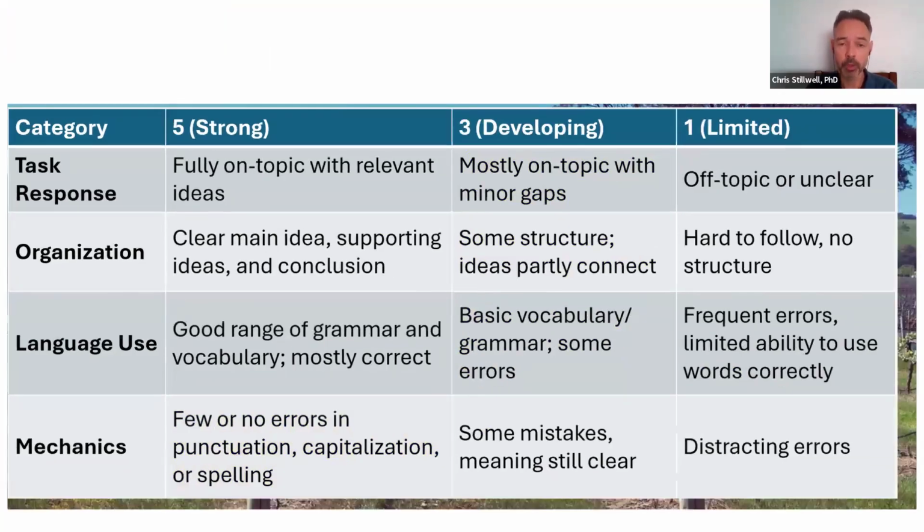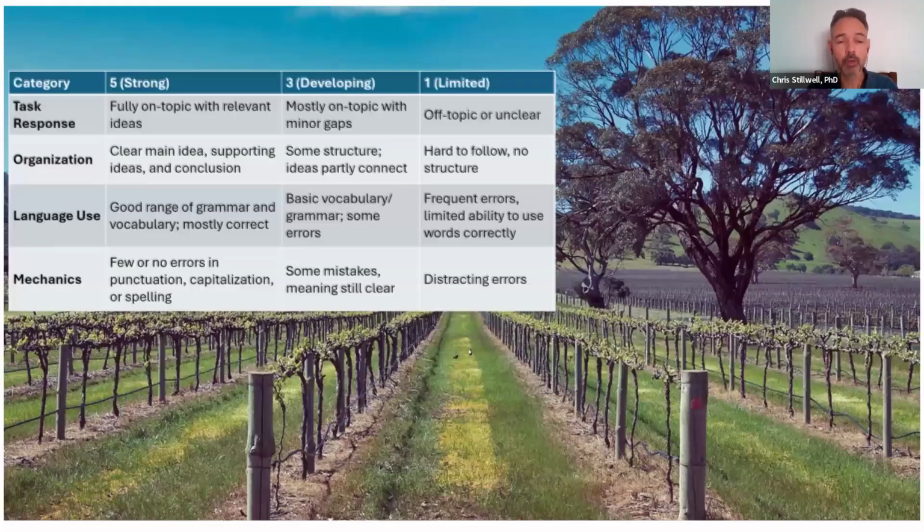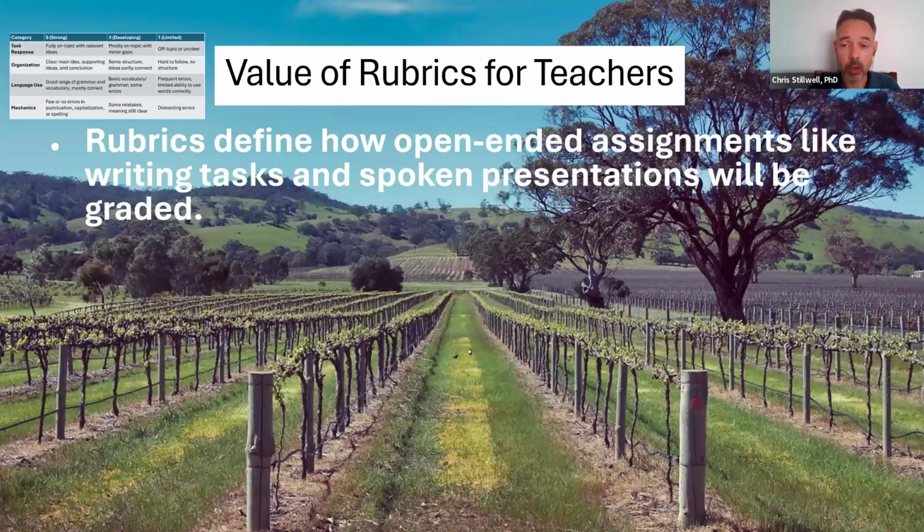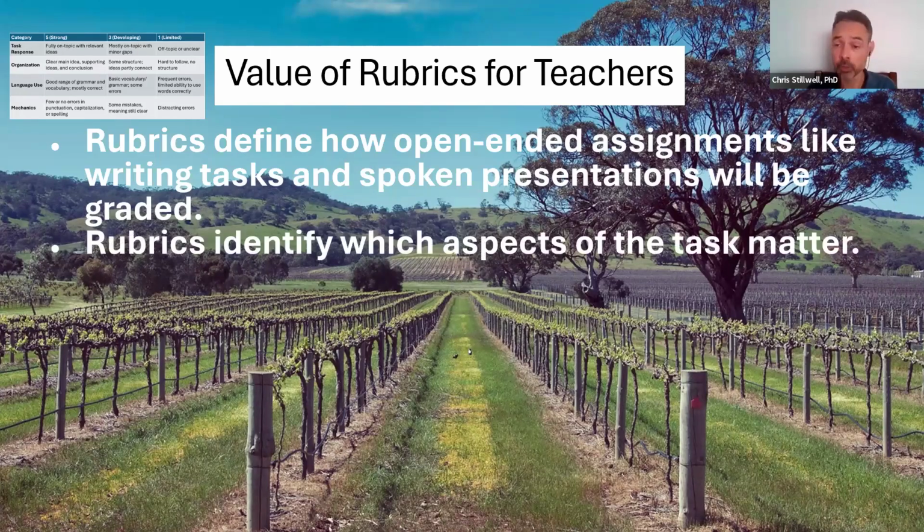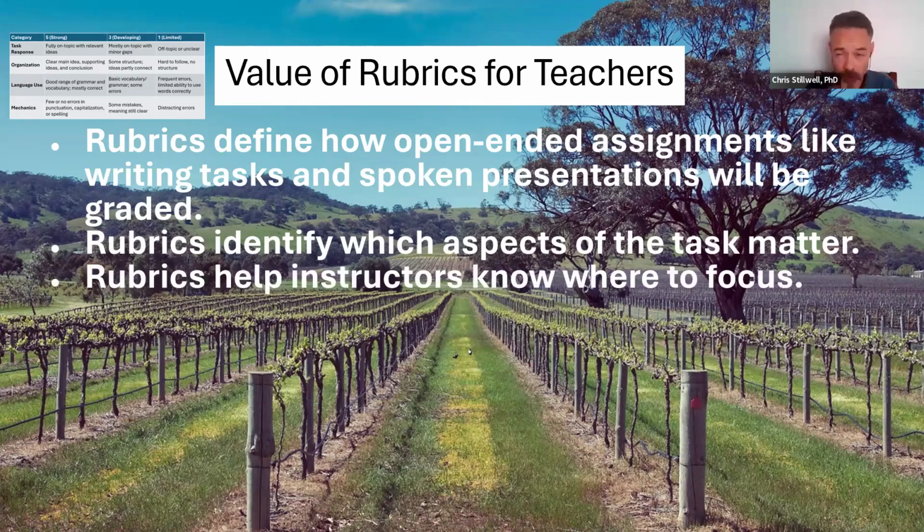And it's good for me in a few ways. So let's look at that more closely. Right. So the first thing is a rubric tells everyone how the assignment will be graded. Right. And it's good for open-ended writing tasks or spoken presentations. It identifies what parts of this task really matter the most. It helps me as the instructor know where to focus. I can get distracted or overwhelmed by so many assignments to look at. This can help me focus.